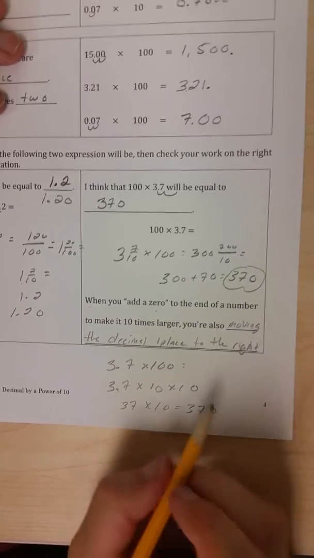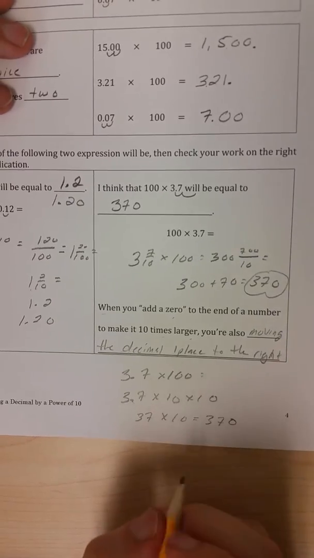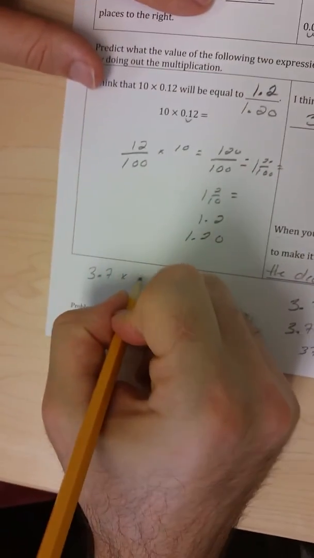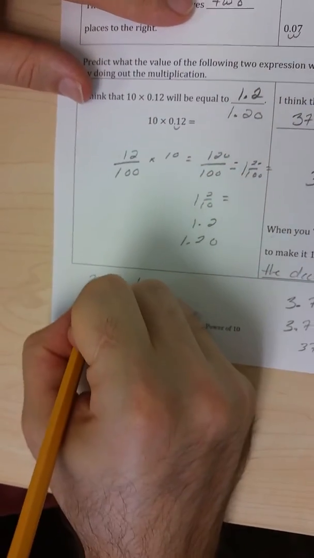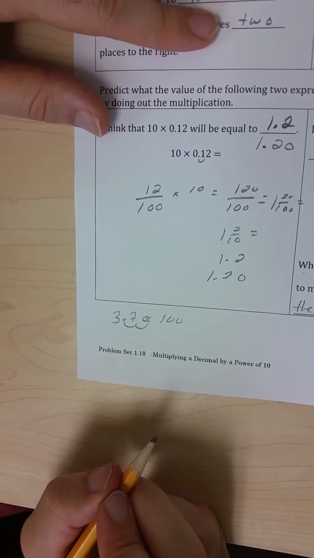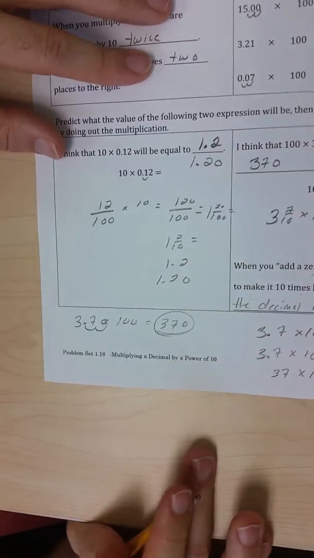So even though we're adding a 0 to the end, that's the same thing as adding a decimal point. If we have 3 and 7/10 and we want to multiply it by 100, we can move it once, twice, and this second spot adds a 0. And so that becomes 370.